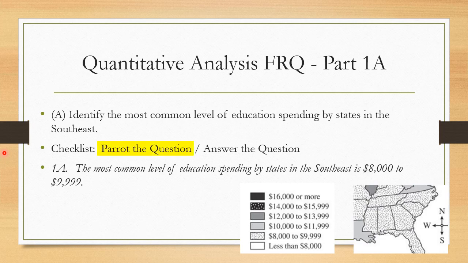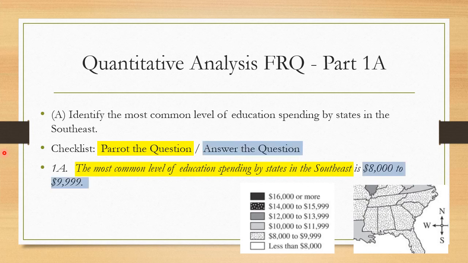All right, first, parrot the question, or use the language of the question in your response. Here it is. 1A, the most common level of education spending by states in the Southeast is, all right, so I've parroted the question, and then I've got to answer the question, right? 8,000 to 9,999. Again, that seems very simple, and it is. It's an identification point, right? I do want to point out that we're doing this in outline format, so I would write 1A and then answer the question, and that's all you need for part 1A.